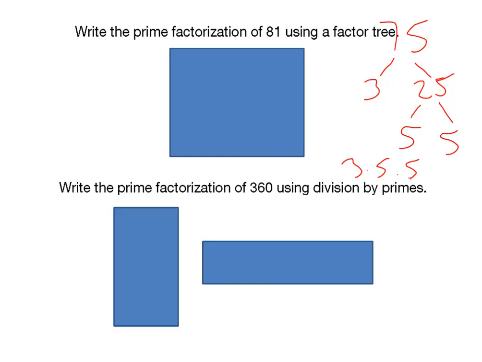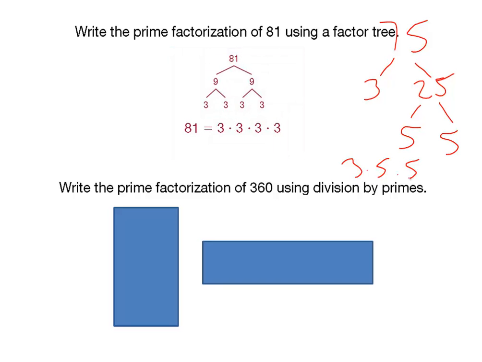See if you can do it for 81 and come up with the correct answer. You should have come up with 3 times 3 times 3 times 3. Now, how would you show that exponentially? It would be like this, 3 to the 4th power. That's how we'd write that if we didn't write it 3 times 3 times 3 times 3.